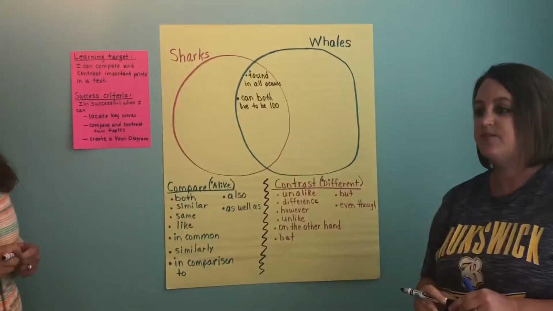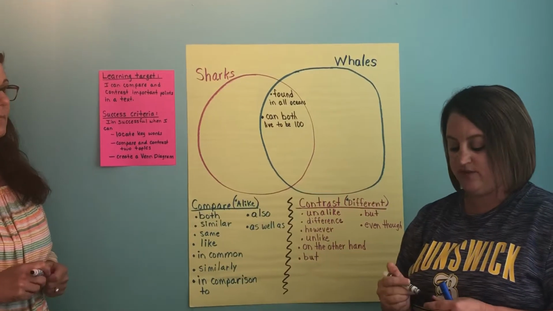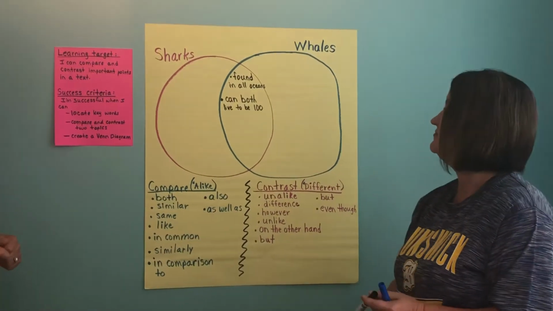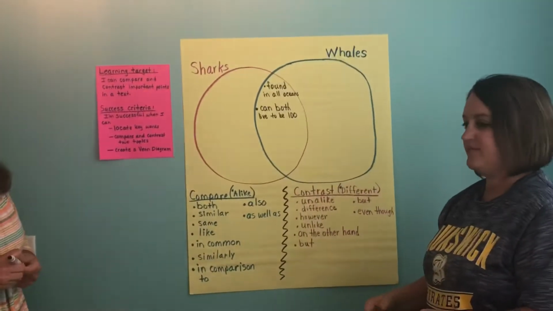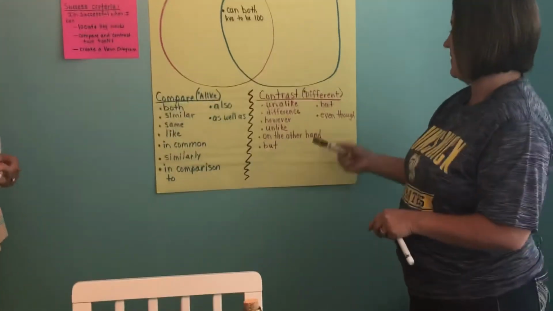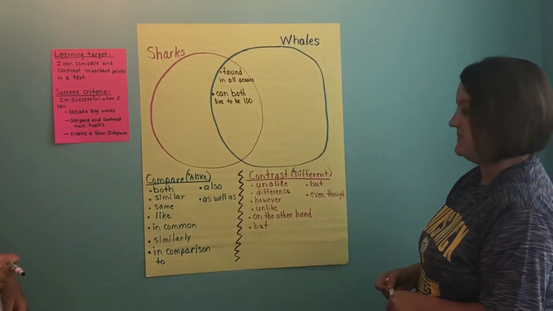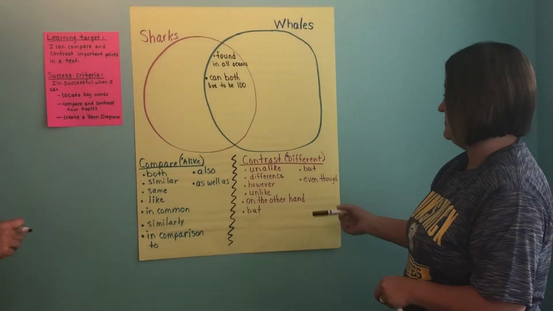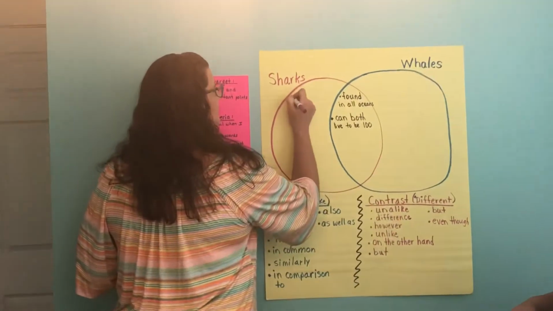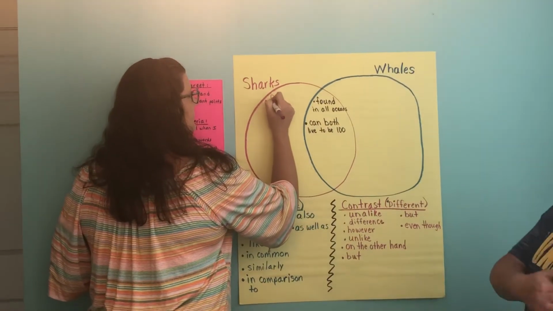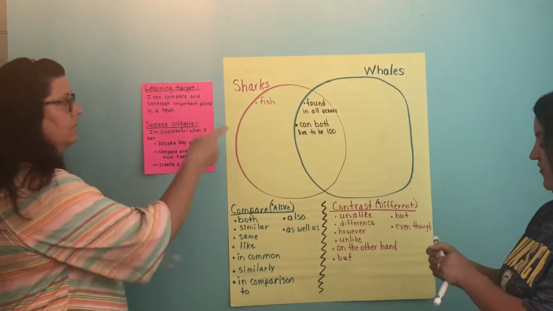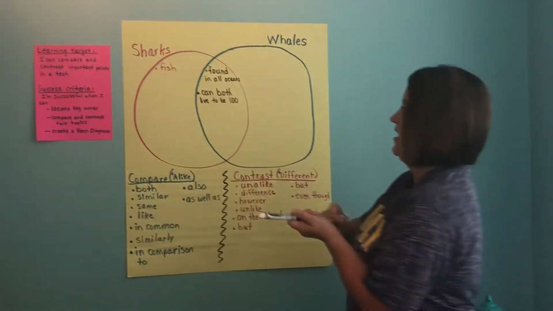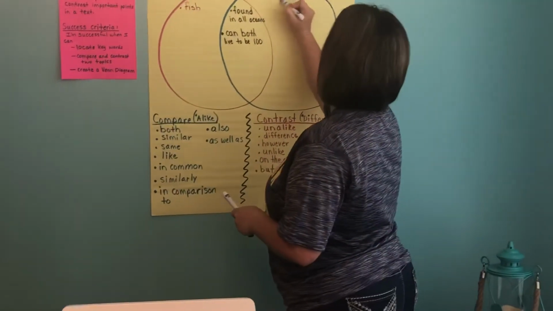Maybe you can tell us some ways that sharks and whales are different. Absolutely. One of the ways that sharks and whales are different is that whales are mammals and sharks are fish. So fish, and then on my side, I'm going to write mammals.